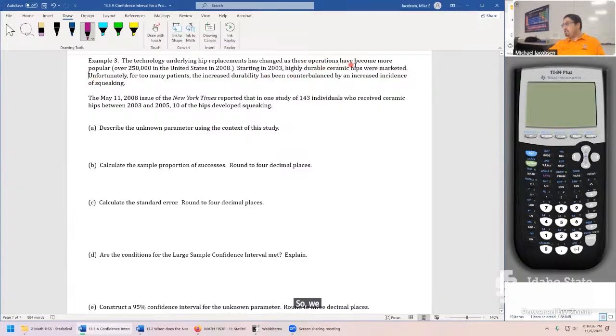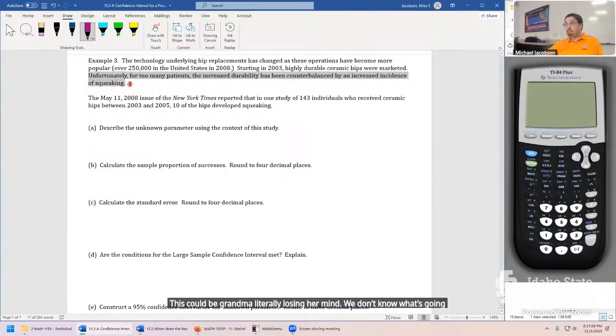So we have extremely durable ceramic hips, but here's the trade-off. After they released these in 2003, it says, unfortunately, for too many patients, the increased durability has been counterbalanced by increased incidence of squeaking. And it seems silly at first, but you have to imagine this is something that's attached to you for the rest of your life. If that squeaking is just the right amount that it drives you insane, you might not have wanted the ceramic hip in the very first place. This could be grandma literally losing her mind. We don't know what's going on with this, but this was serious enough for a study to investigate it.